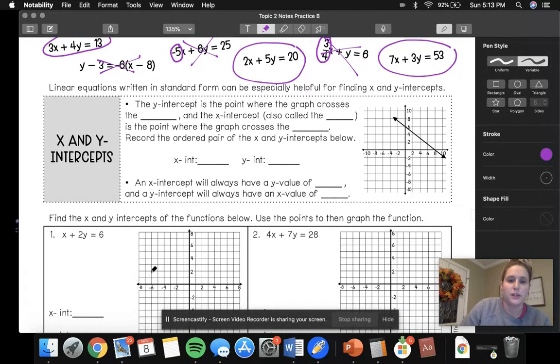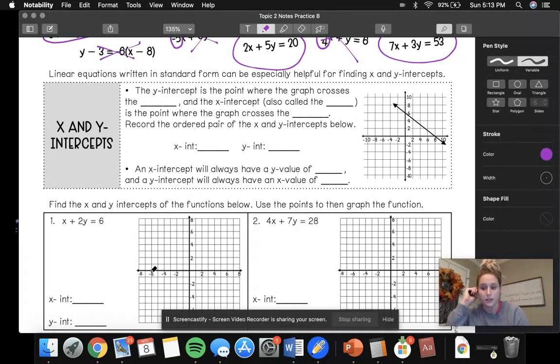Linear equations written in standard form can be especially helpful in finding our x and y intercepts. We've dealt with y-intercepts before, but now we can just look at an equation that's in standard form and mathematically calculate the y-intercept by doing one little math problem, and find the x-intercepts, which will be helpful when we get to curves and stuff like that. So the y-intercept is the point where the graph crosses the y-axis. And the x-intercept, also known as a 0, is the point where the graph crosses the x-axis.